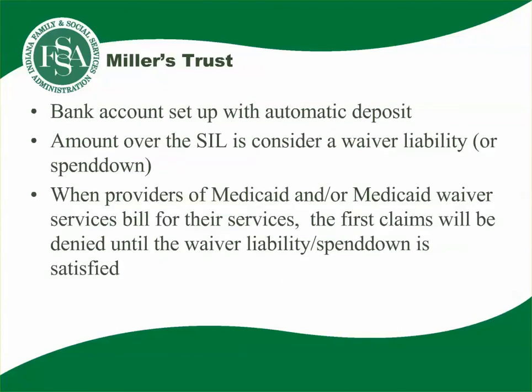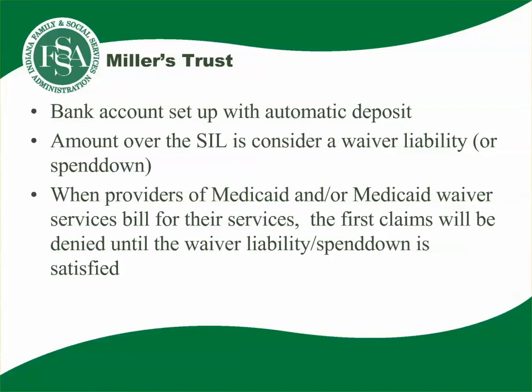So you have the bank account set up with an automatic deposit. Any amount over the SIL is considered part of that waiver liability or spend down, and that's transferred right into that bank account. And so then when your providers of the Medicaid or Medicaid waiver services bill for their services, the first claims that are sent in, it's totally first in, will be denied until that waiver liability or spend down is satisfied. So that provider will get a denial with a bit of an explanation with it that says you need to bill the client for this amount.